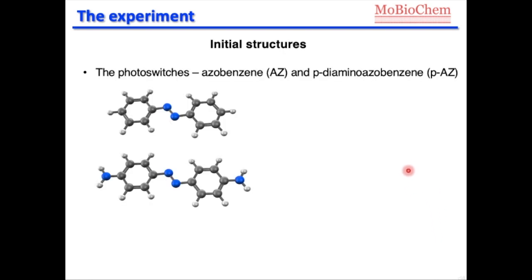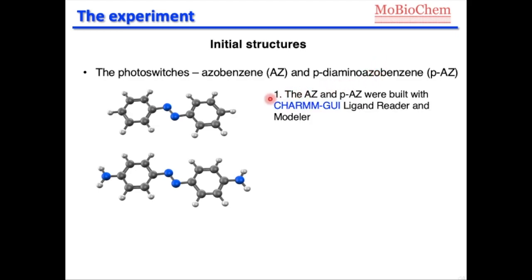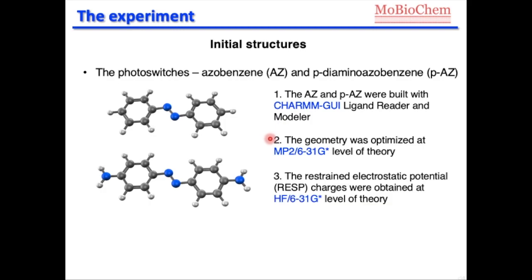The two photoswitches, azobenzene and p-Diaminoazobenzene, were first built with Charmm-GUI ligand reader and modeler. Then the geometry was optimized at the MP2/6-31G* level of theory, and then, in order to obtain good atomic charges, the restrained electrostatic potential charges were obtained at the HF/6-31G* level of theory.